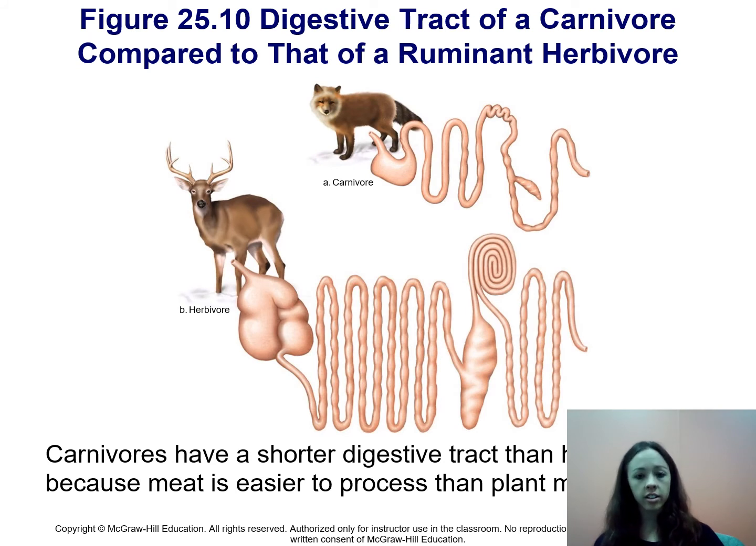The digestive tracts of carnivores and herbivores are of different lengths. The digestive tract of the carnivore is a lot shorter than that of the herbivore. This is because animal cells are a lot easier to break down than plant cells. Because of the cell wall of the plant cell, it takes a lot longer for the small intestine to break that down to get into the nutrients of the plant cell.